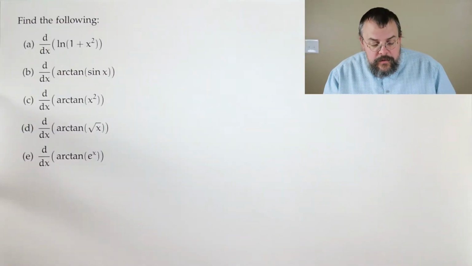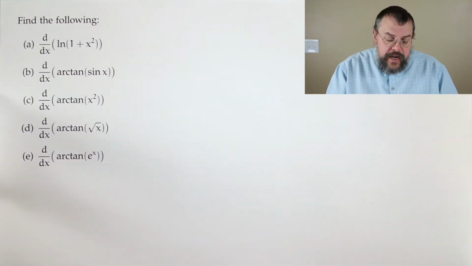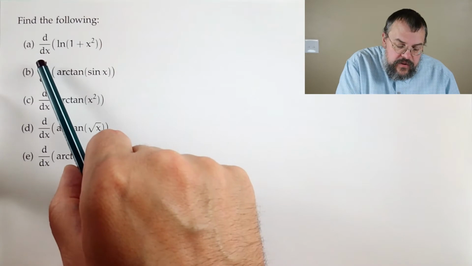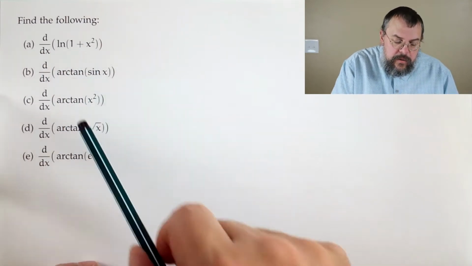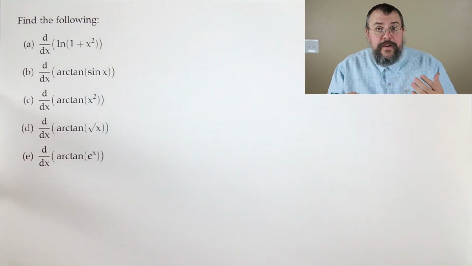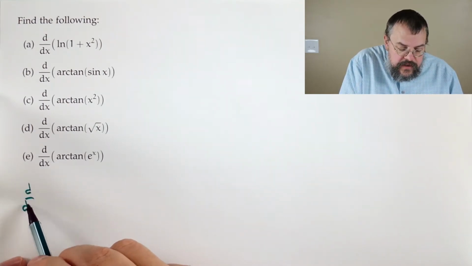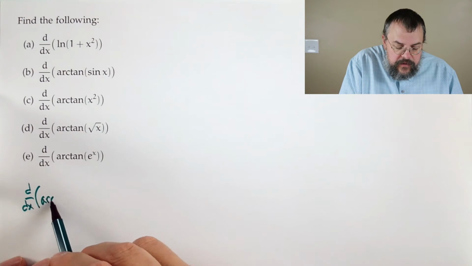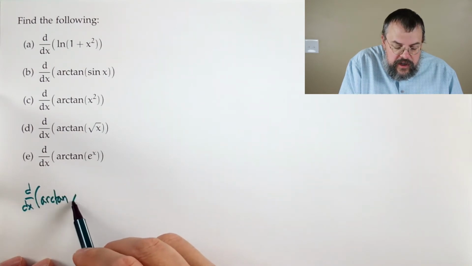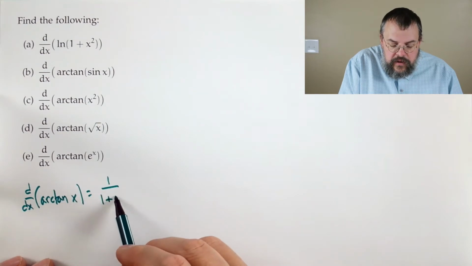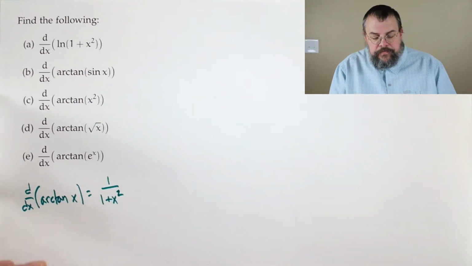So the first problem really is about just practicing our basic derivatives. Now, most of these involve arctangent, but we have this derivative of log of 1 plus x squared. So it might be helpful for reference to remember the derivative of arctangent. We'll write it down here: the derivative of arctangent of x is 1 over 1 plus x squared.